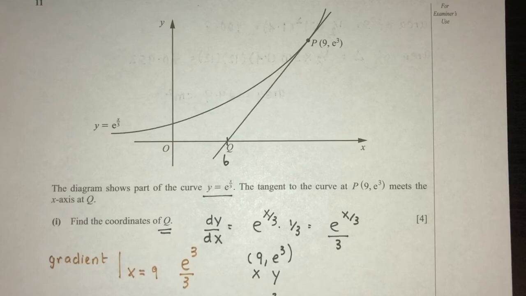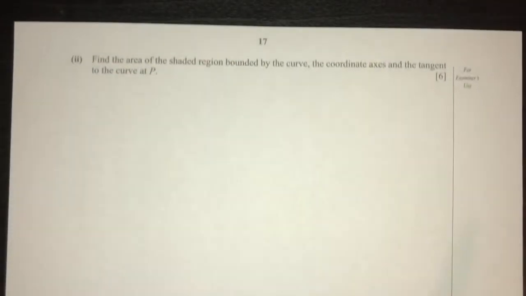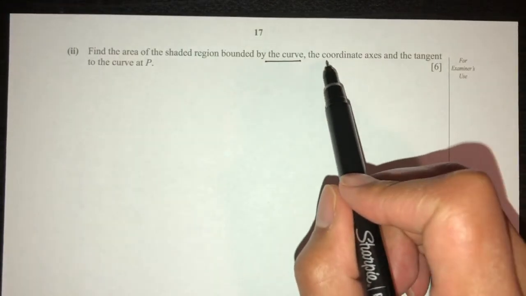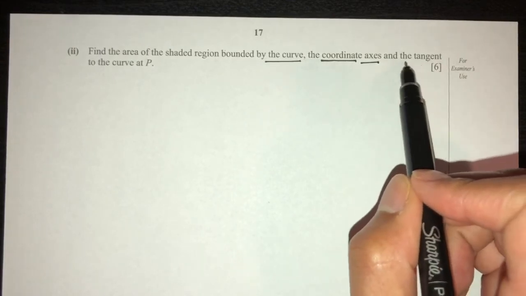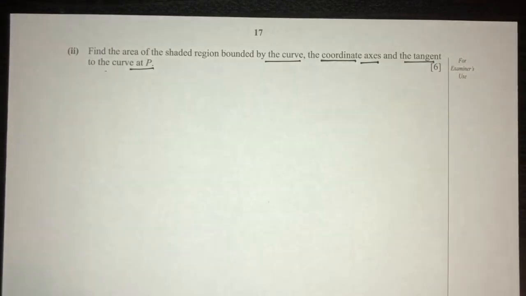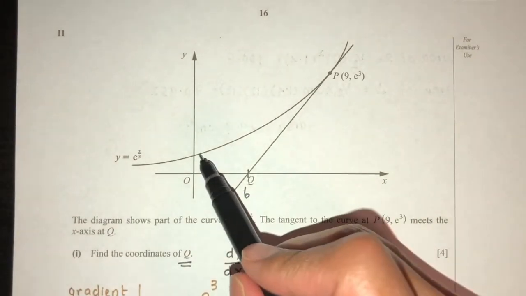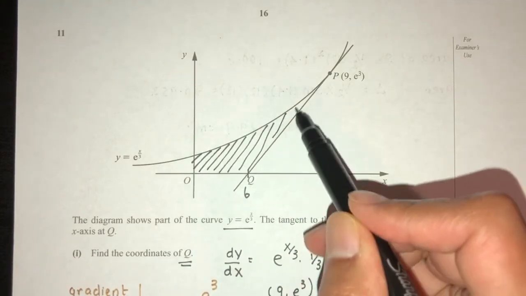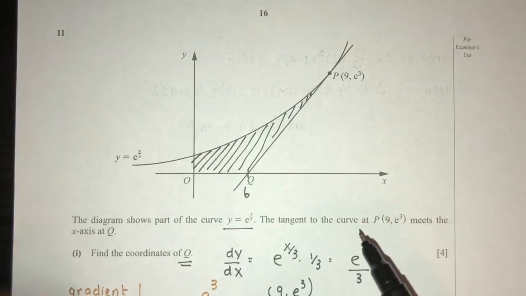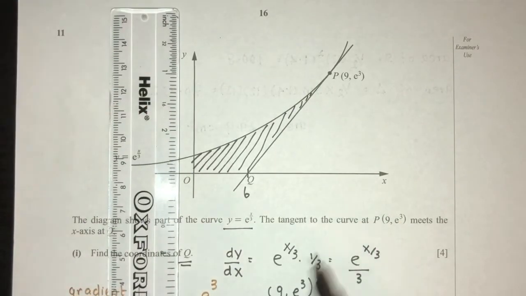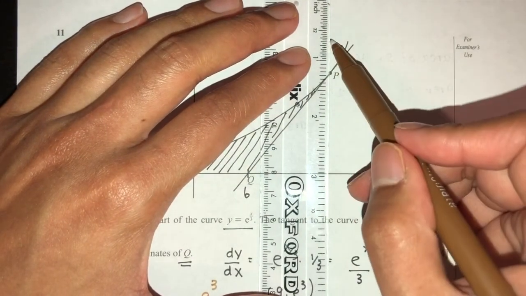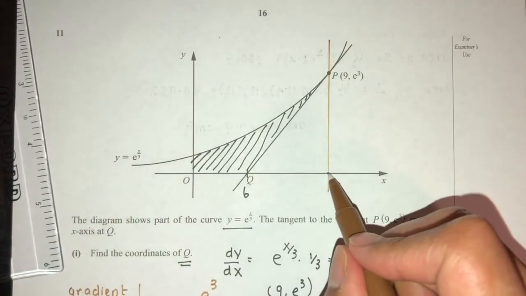Now for part 2 we have to find what? It says to find the area of the shaded region bounded by the curve, the coordinate axes, and the tangent to the curve at P. So let's see. Basically we will have to find the area of this region. This is the point 1. This is 9.